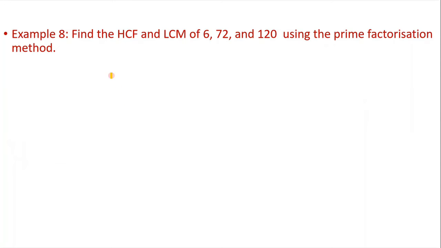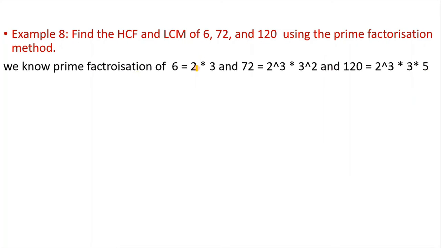Example 8. Find the HCF and LCM of 6, 72 and 120 using the prime factorization method. Okay. Now, first we have to find the prime factors for 6, 72 and 120. We know that the prime factors for 6 are 2 into 3, the prime factors for 72 are 2 power 3 into 3 power 2, and the prime factors for 120 are 2 power 3 into 3 into 5.